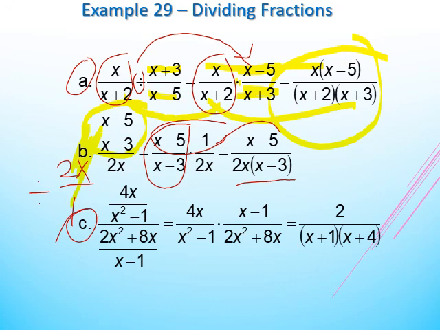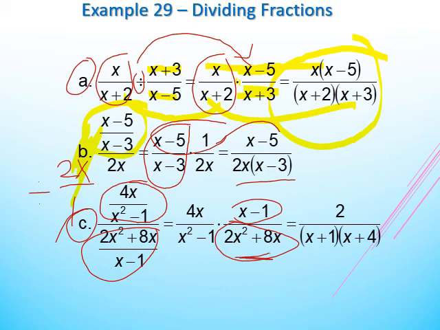Let's move to another one, where we have a fraction in the numerator and a fraction in the denominator. So we take the first fraction as it is, and the second fraction we invert, the denominator on top and the numerator in the bottom. So 2x squared plus 8x will be in the bottom, and x minus 1 will be on top. And multiplying the two numerators by each other, we get x squared minus 1 over 2x squared plus 8x, which equals (x plus 1) times (x plus 4). This is the result after simplifying.